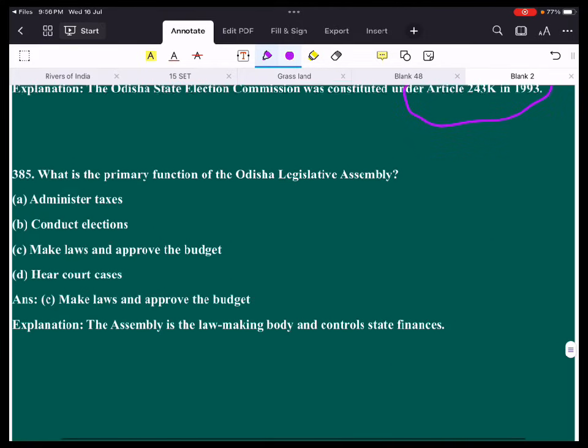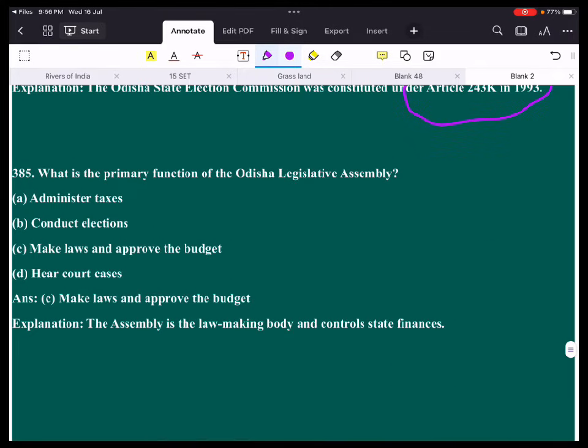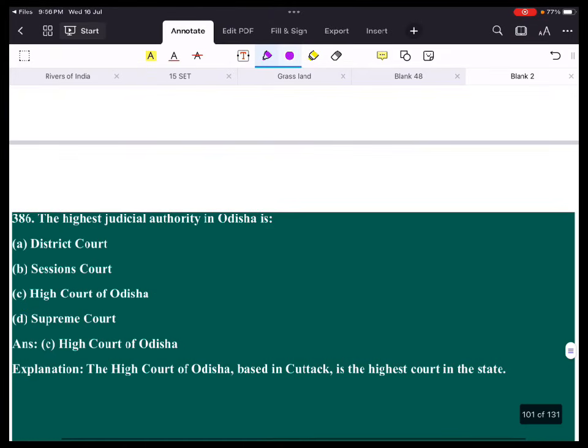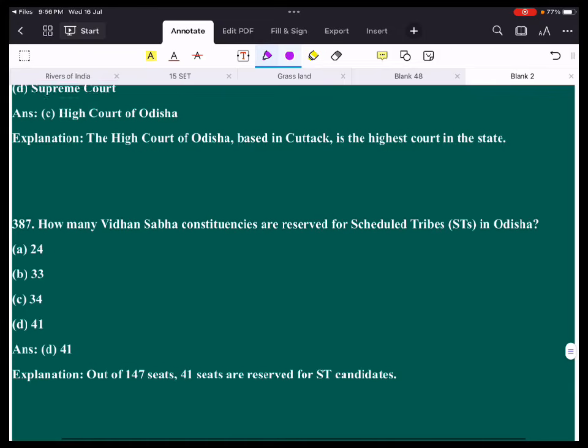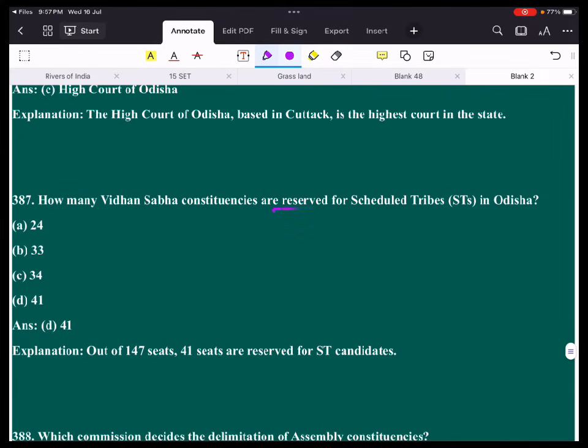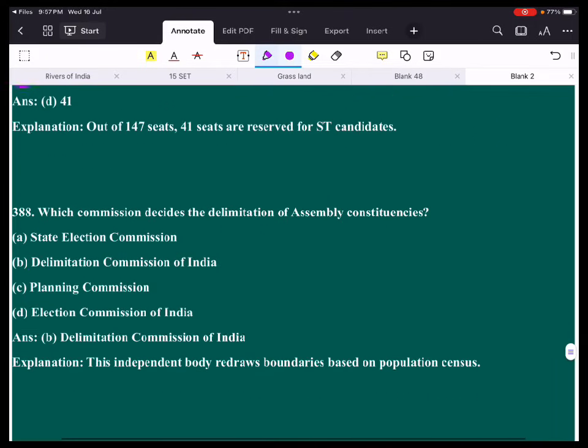What is the primary function of the Odisha Legislative Assembly? The primary function of the Odisha Legislative Assembly is to make law and approve the budget, option C. The highest judicial authority in Odisha is the High Court of Odisha, option C. How many Vidhan Sabha constituencies are reserved for Scheduled Tribes in Odisha? There are 41, option D.